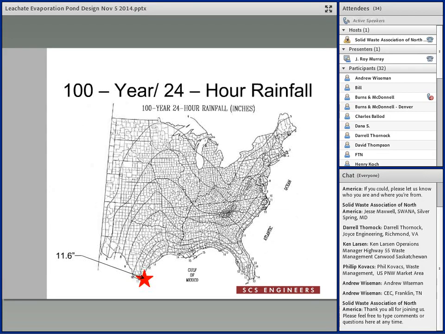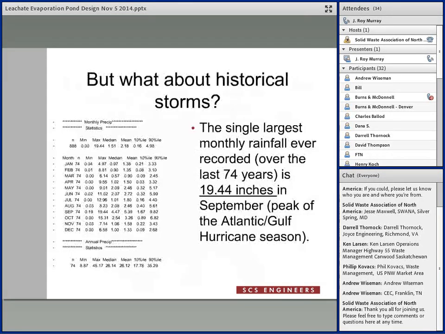So what we did, we looked at a couple of things. First, we looked at the 100-year, 24-hour rainfall event. In this case, it's just about a foot. But we also considered, because the site is located very close to the Gulf of Mexico, we wanted to see what might happen if there was a hurricane.